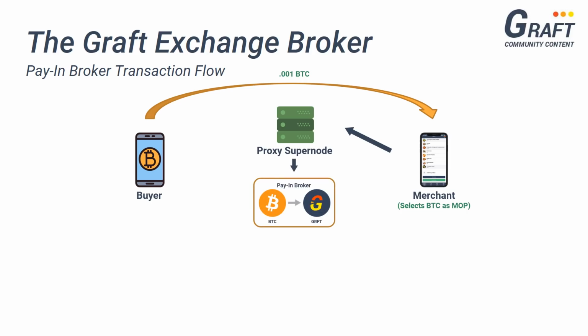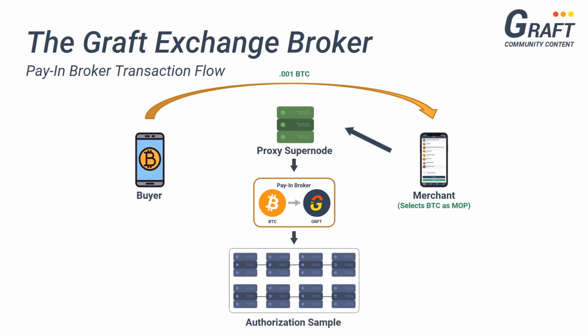Once the pay-in broker has been selected, the authorization sample will quickly generate a bond transaction from the pay-in broker in Graft, equal to the amount of payment that will be requested from the buyer in Bitcoin. Once the Graft bond has been put on hold, the merchant's point-of-sale terminal will then display the QR code of the pay-in broker's Bitcoin wallet for the total amount of Bitcoin that must be paid by the buyer.